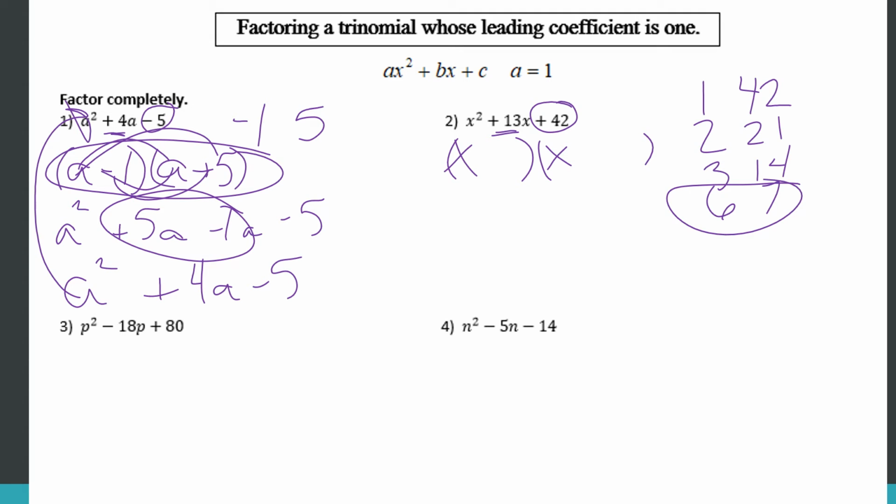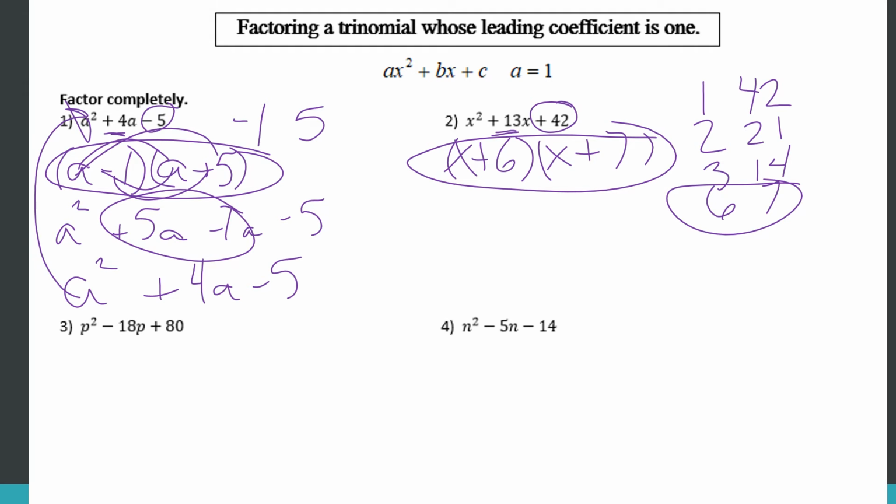So it looks like 6 and 7 are what I want. Yeah, 6 plus 7 is 13. Okay, so I had to add both of them, which means they stay positive. So plus 6 is what I'm going to write in one of them, and then the other one I'm going to write plus 7. And that is my final answer.